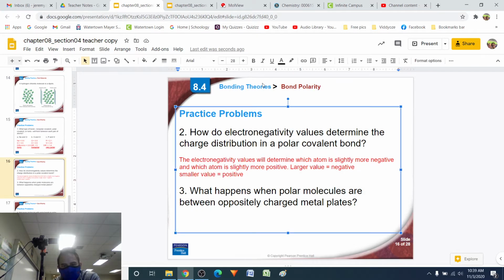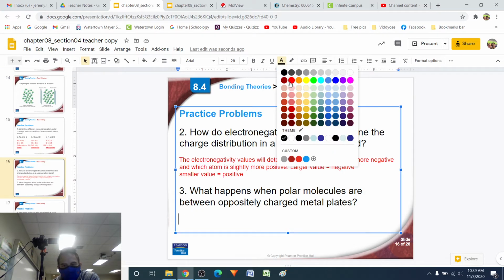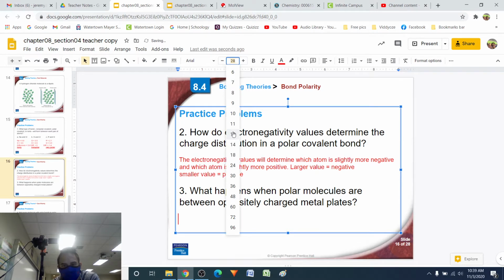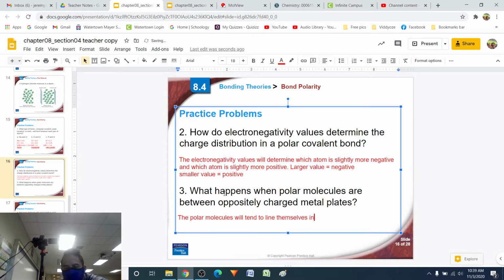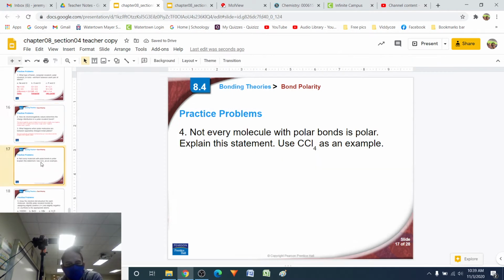Okay? So let's change our font size here to 18. So let's say the polar molecules will tend to line themselves up in accordance with the charges of the magnetic plates. All right. Number 4, not every molecule with polar bonds is polar. Explain this statement. Use CCl4 as an example.